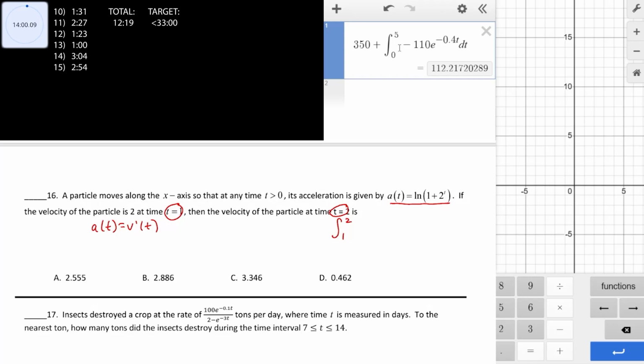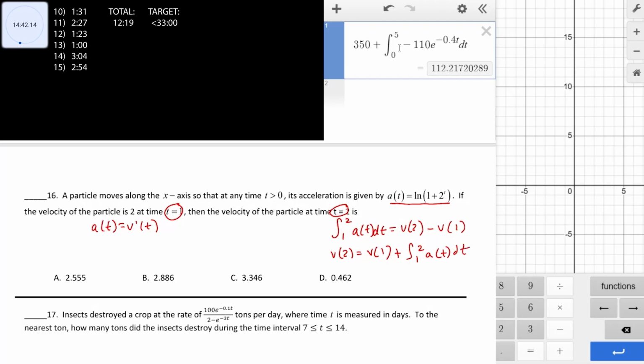So the integral from 1 to 2 of the acceleration is going to equal the antiderivative of acceleration. And remember, since acceleration is the derivative of velocity, that means that velocity is the antiderivative of acceleration. So using the fundamental theorem of calculus, we can say that the integral from 1 to 2 of acceleration is going to be equal to the velocity at 2 minus the velocity at 1. So if we're interested in the velocity at time equals 2, we can add v of 1 to both sides and get v of 2 equals v of 1 plus the integral from 1 to 2 of a(t) dt.